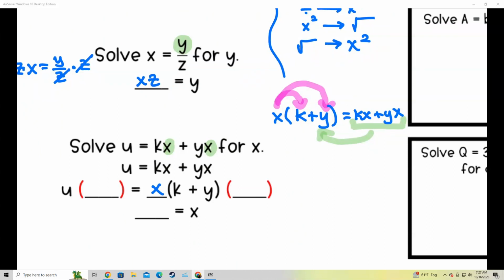Okay, now that I factored, the whole reason that I'm doing that is now I don't have two x's to solve for. I just have that one x. And what's happening with that one x? Well, it's being multiplied by that k plus y. And if I can get rid of that multiplied by k plus y, I can get x by itself. How do I get rid of multiplying k plus y? Well, we're going to divide both sides by k plus y.